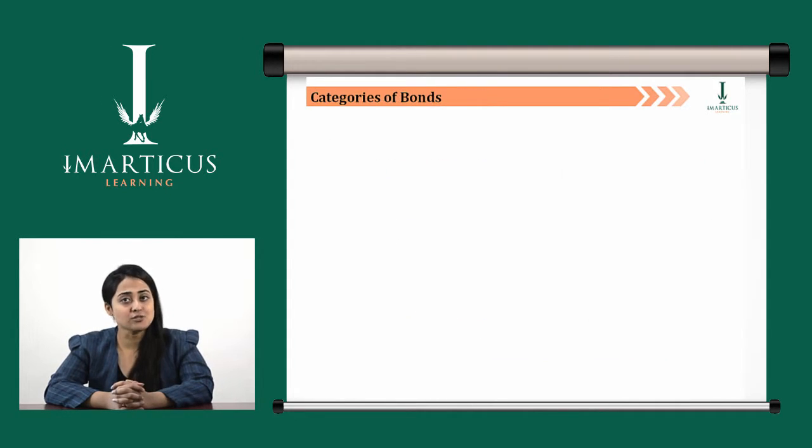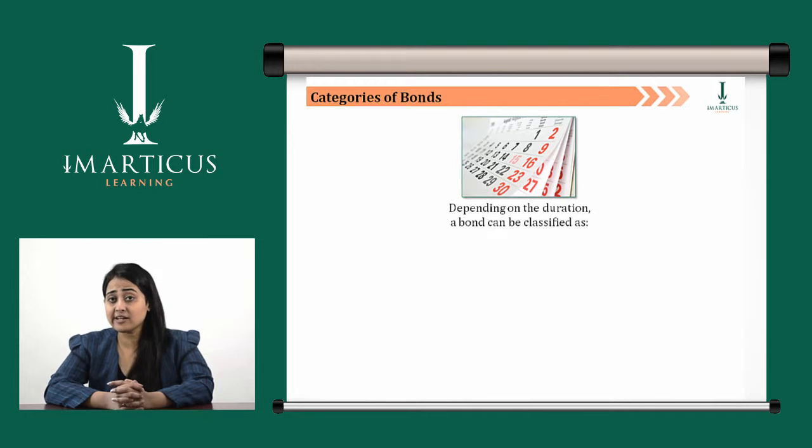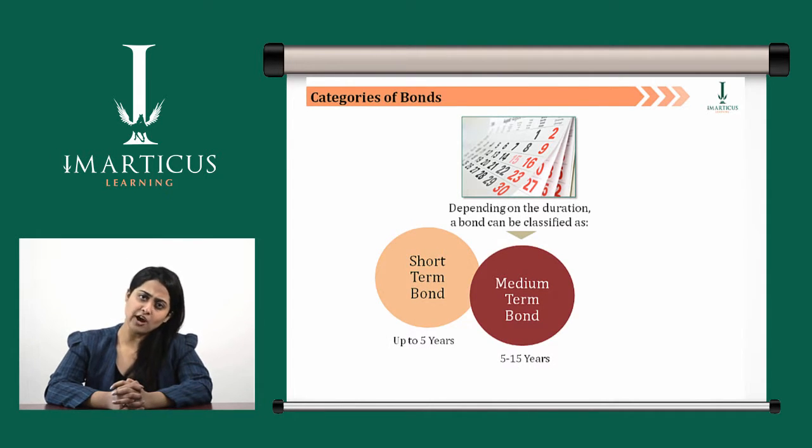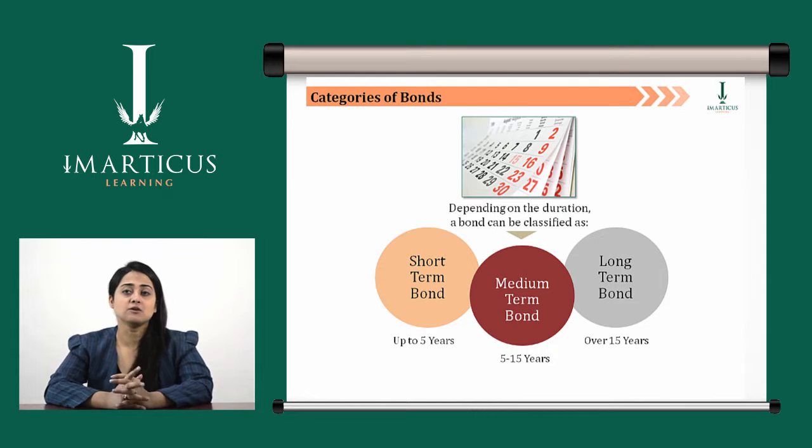Depending on the duration, a bond can be classified as short-term bonds, which are up to 5 years. Next are medium-term bonds, which can be between 5 and 15 years. And lastly, long-term bonds, which are over 15 years.